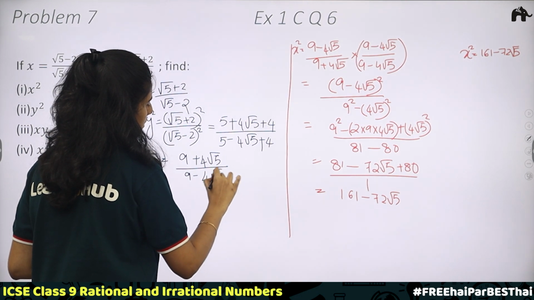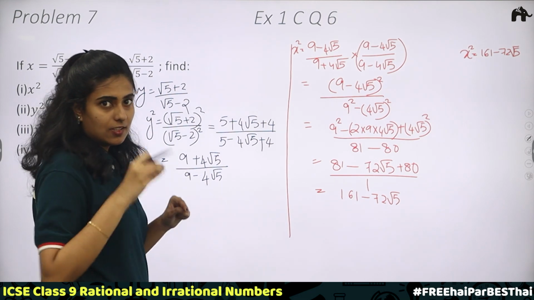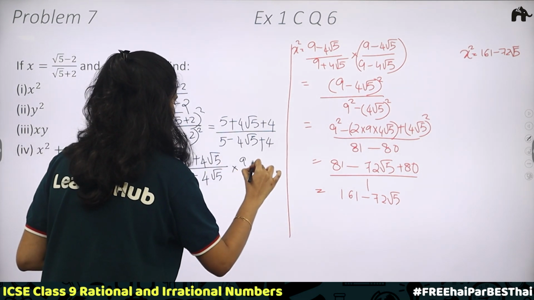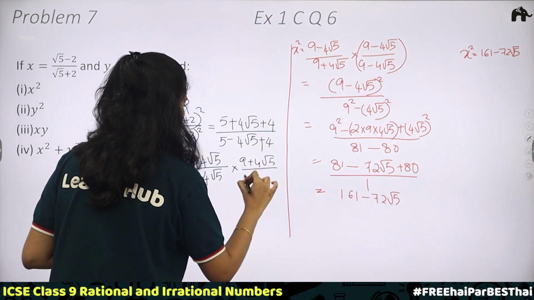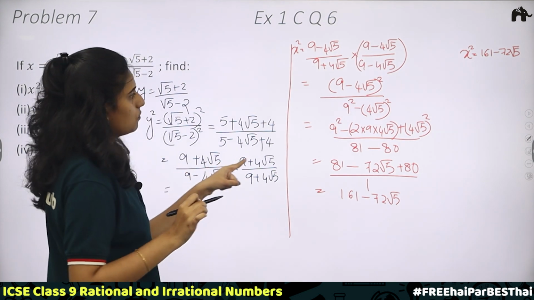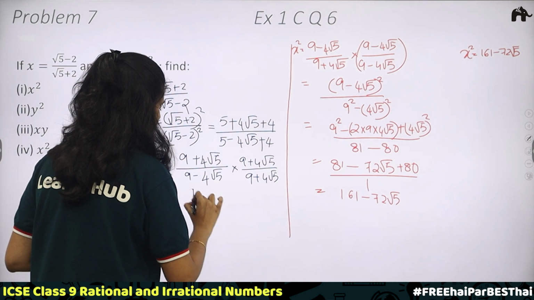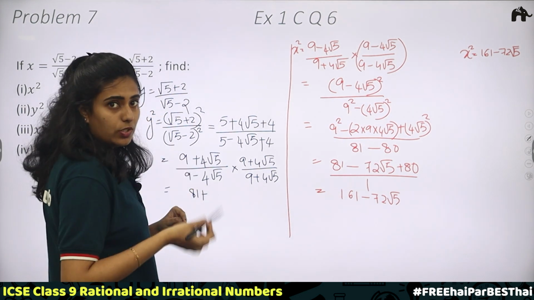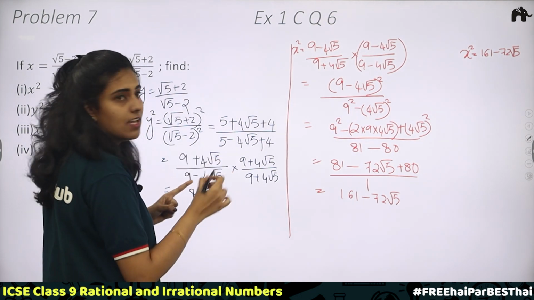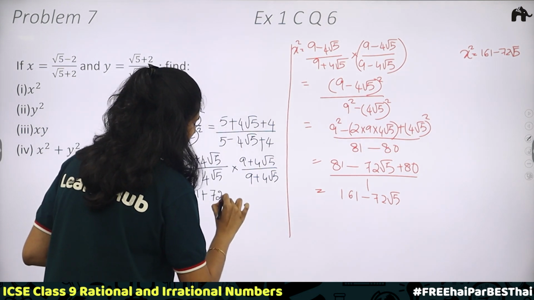So here, what is the rationalizing factor? We have 9 minus 4 root 5 in the denominator, therefore the rationalizing factor will be 9 plus 4 root 5, multiplying numerator and denominator by 9 plus 4 root 5. Okay, (9 plus 4 root 5) whole square. What is (9 plus 4 root 5) whole square? 9 square is 81, plus 2 into 9 into 4 root 5. What is 2 into 9 into 4 root 5? It is 72 root 5.